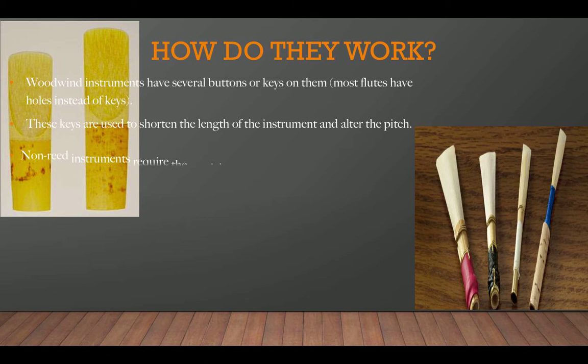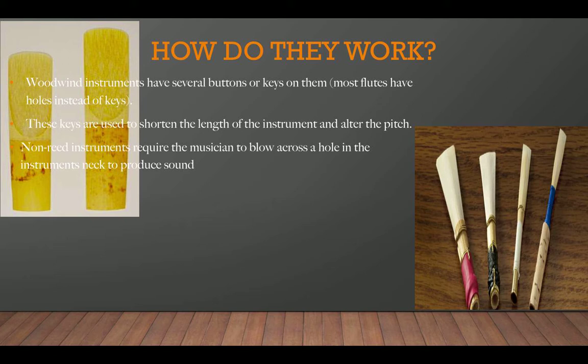So, for instruments that don't require a reed, like flutes, if it's a flute you play to the side, you're blowing across the hole that's in the top or the neck of the flute. You blow across it, and that's how you get the sound, because the air vibrates across the hole and produces the sound. Now, with the flute that you put in your mouth and play, you're just blowing into it and then covering the holes.